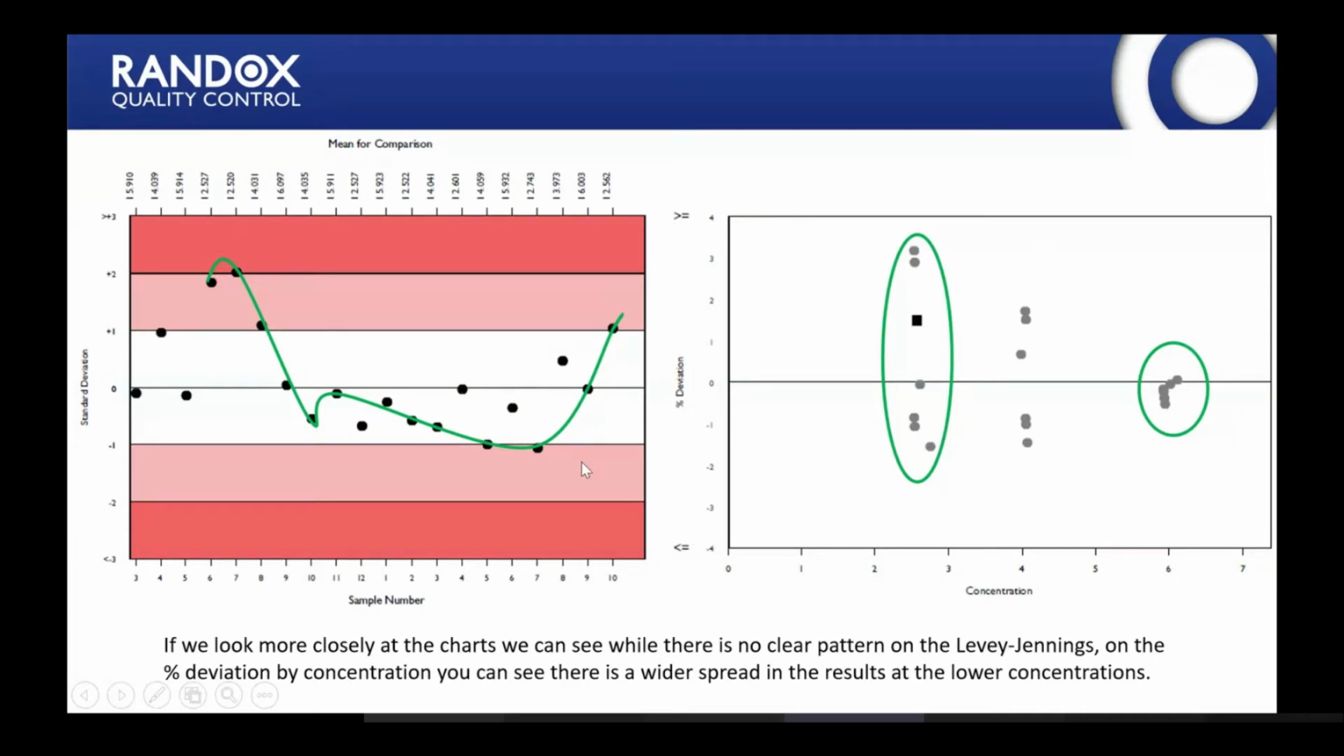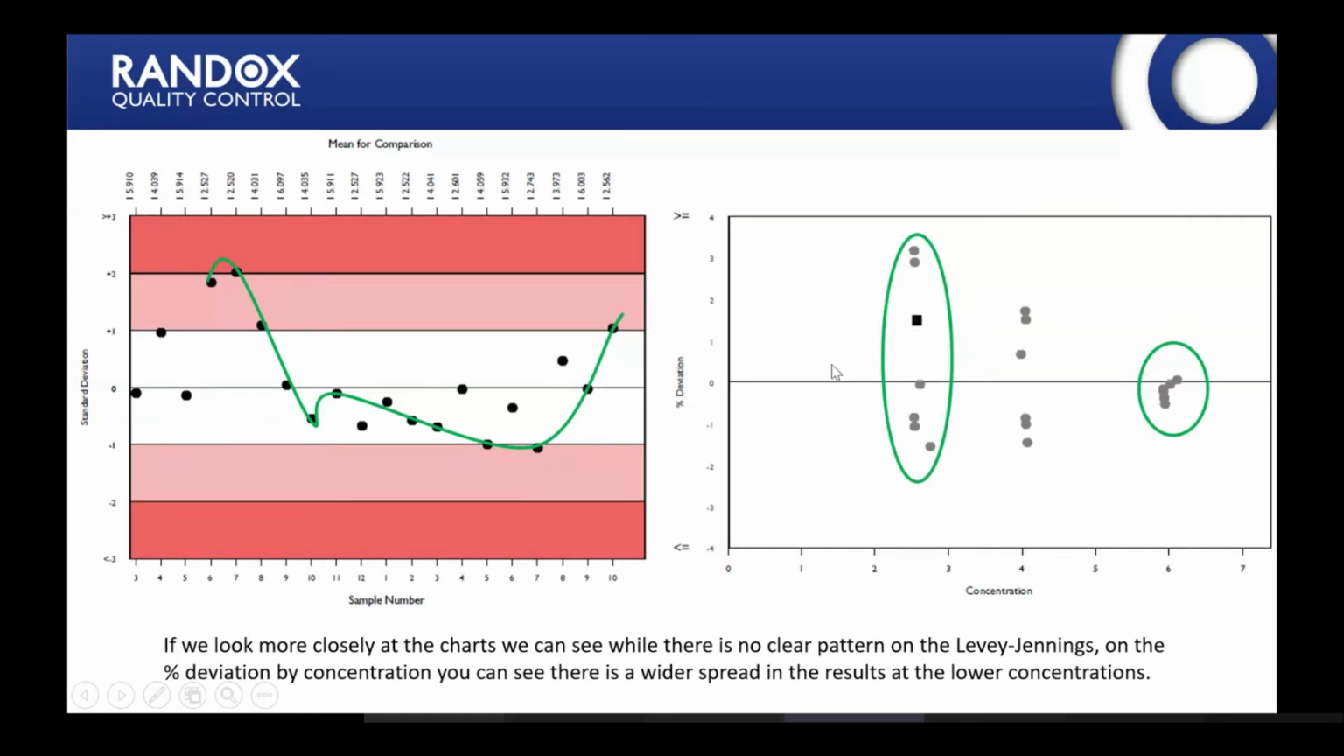The results are all within acceptable limits. They're all within the 2 standard deviations here. But the lab just need to monitor that lower concentration level and see if there's anything they want to do, whether they want to add another lower level control to try and improve the performance here.